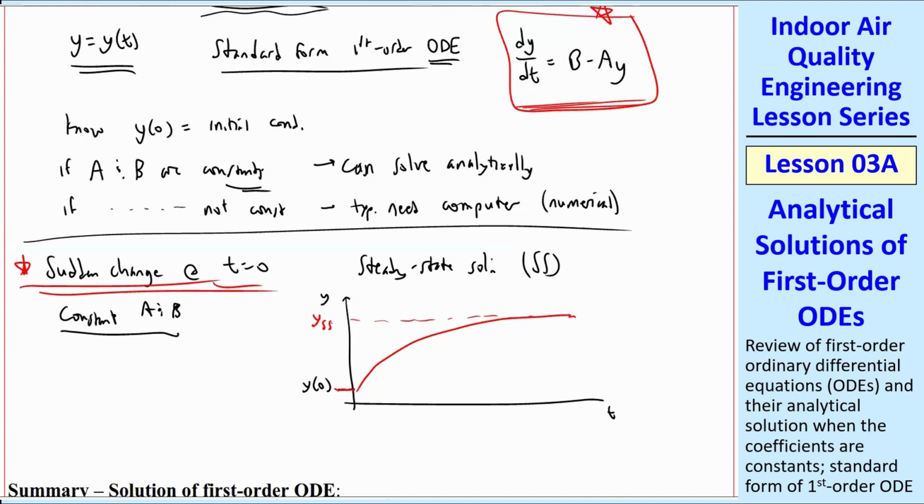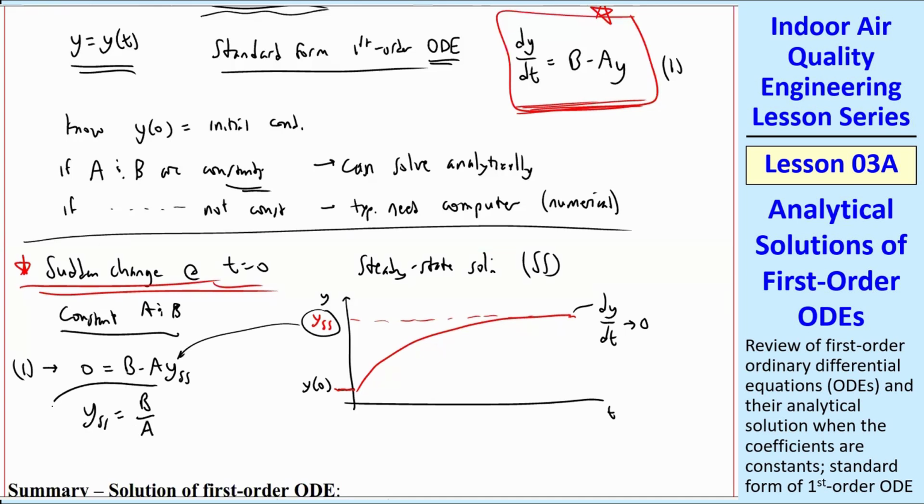If you think about it, when you look at our standard form up here, dy/dt, once it reaches this steady state value, dy/dt goes to 0. There's no more change in y. It becomes a constant. So equation 1 becomes 0 on the left-hand side equals b minus a y, and that value of y is this steady state value. So we can easily solve for y_SS equals b over a. Once you have it in this form of equation 1, you know what the steady state value is. That will be very convenient for us when we do tunnel ventilation and room ventilation and things like that.